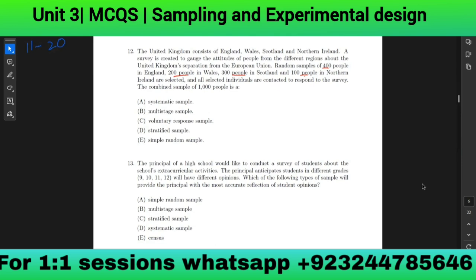Now, we just learned in MCQ number 9, I think, that whenever there is a grouping like this, they're taking the sample, grouping the people in England, then Wales, then Scotland, then Northern Ireland, and that is stratified. Samples, D. D, yes. It's a stratified sample, that is D. Very good.